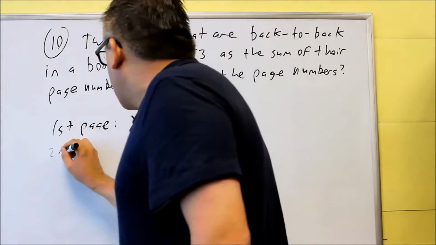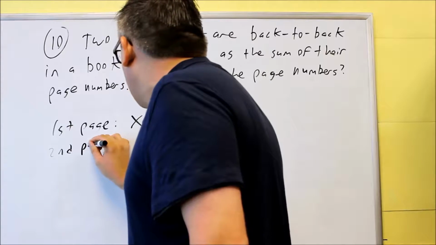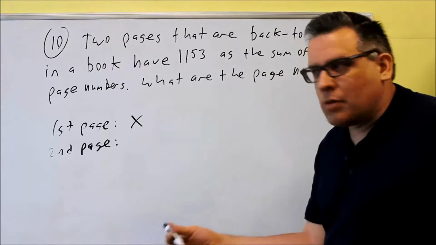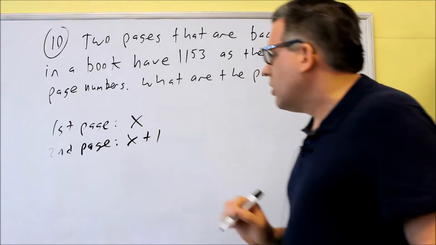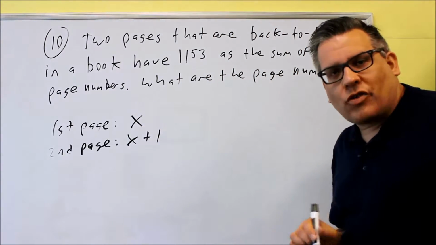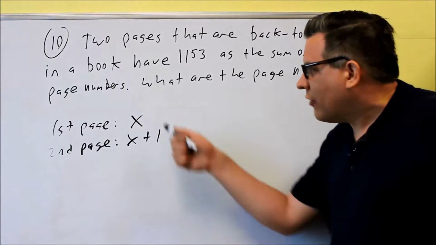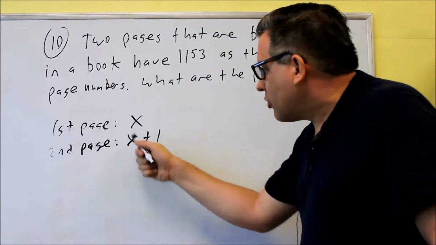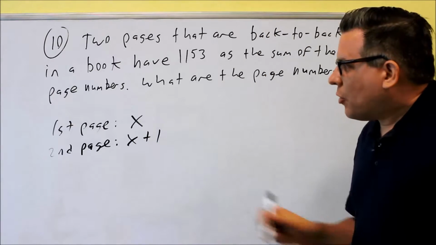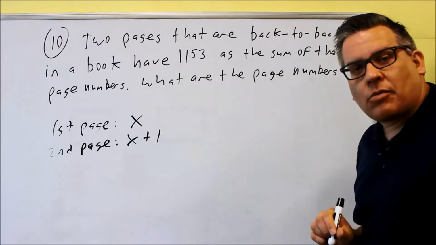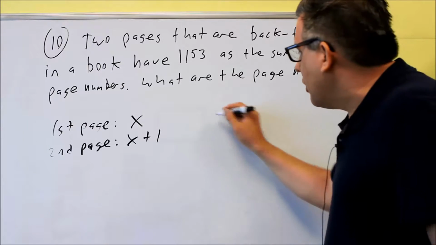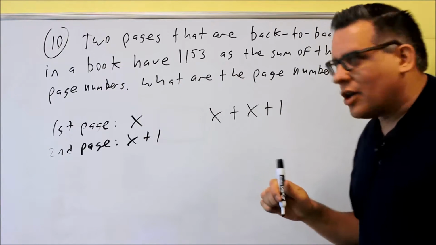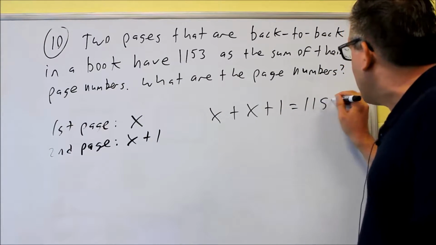So when I write the second page, okay, now we're not talking about consecutive even or odd integers. We're just talking about the very next number in the book. Well, that's going to be one more than the original one. If I open up a book, any two numbers I see, I'll have maybe a 20 and a 21 or something like that. So I know that that's the relationship with the second page. Now both of these, if I add them together, it has to add up to 1153. So I'm going to do x plus x plus 1. Again, remember to add both of them together equals 1153.